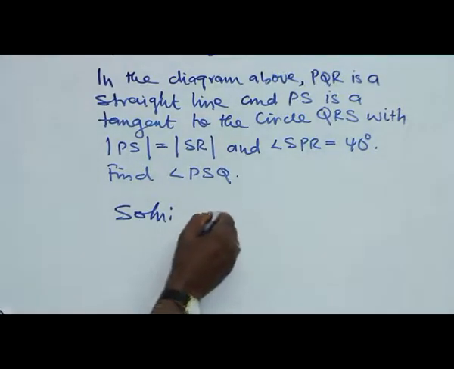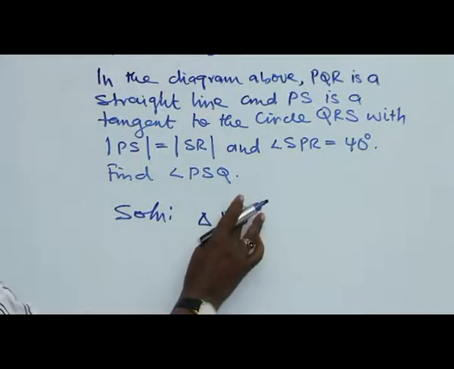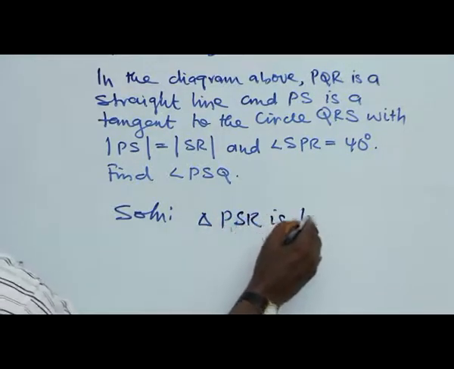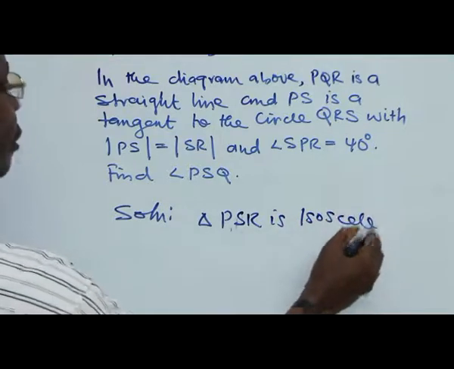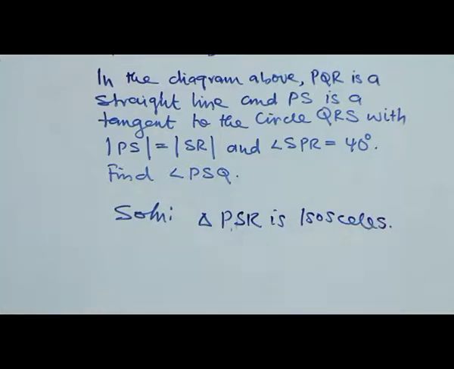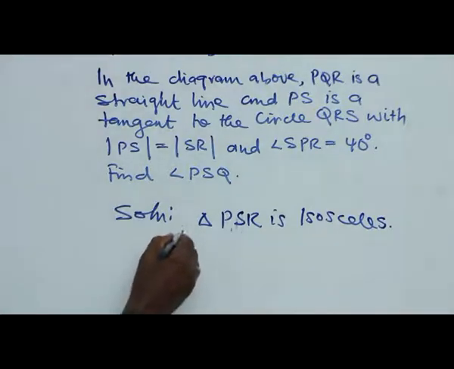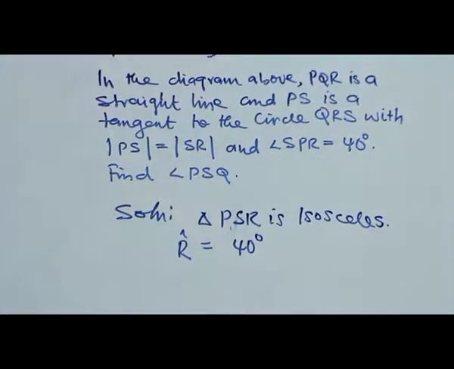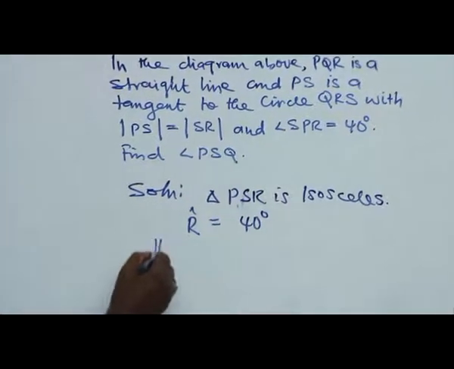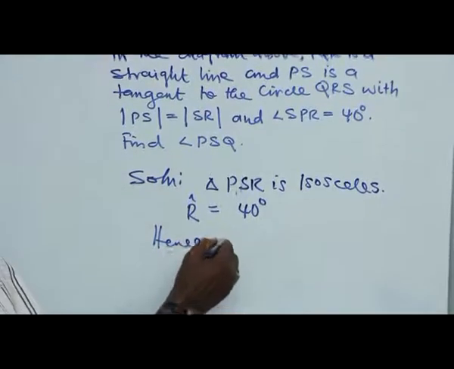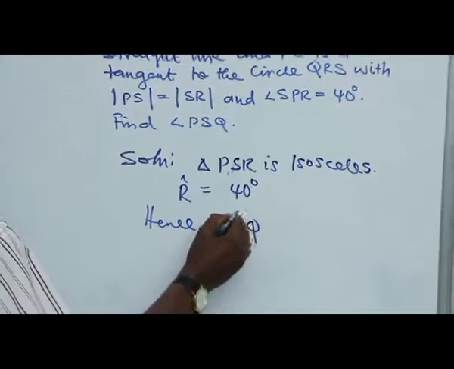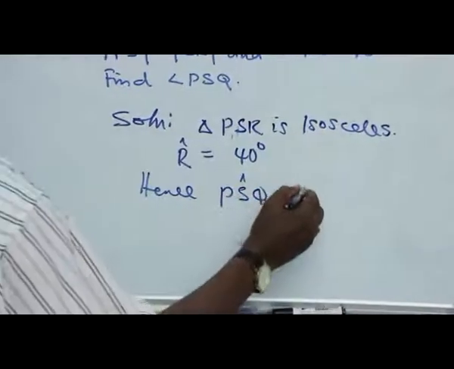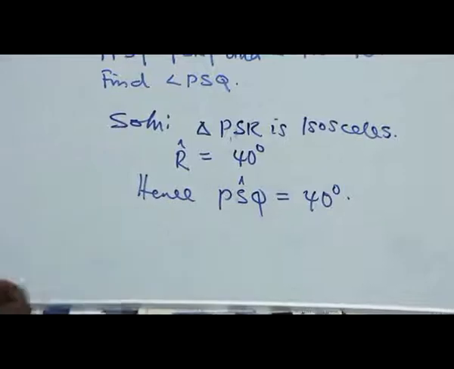We have here the triangle PSR. Triangle PSR is an isosceles triangle. It's isosceles. In that case, our angle R is equal to 40 degrees, base angles of an isosceles triangle. Hence, our angle PSQ will now be equal to 40 degrees.